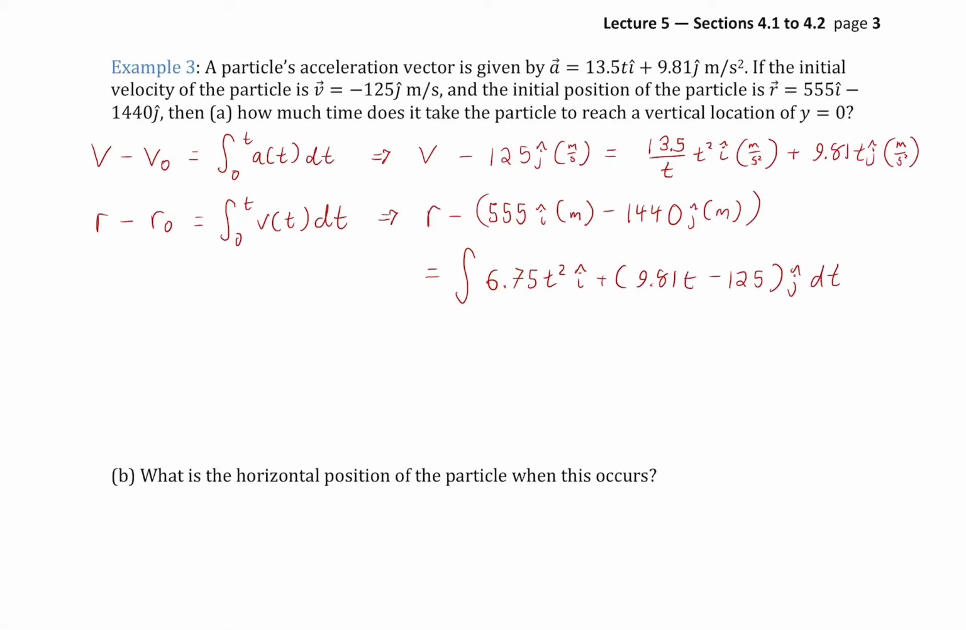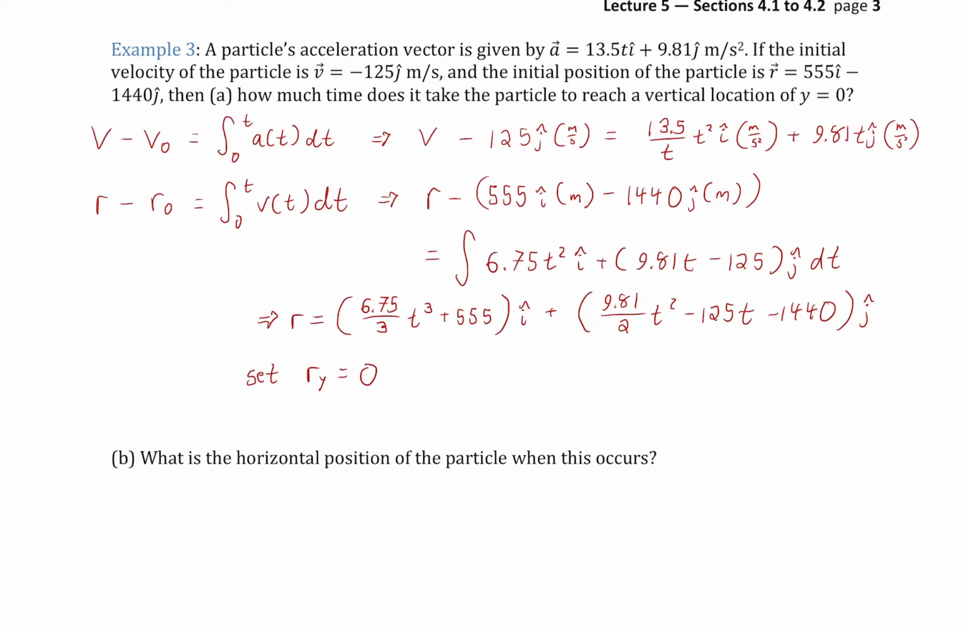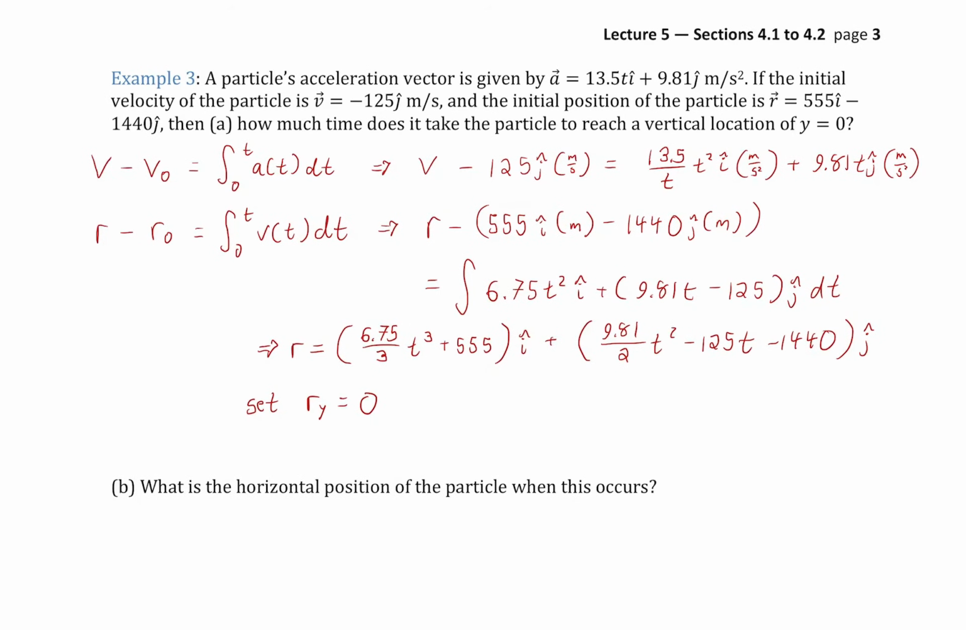At this point, I've moved my 125 over to the j hat because it's on the j hat, just like the 9.81t. So here's our full function that we're going to integrate. I haven't moved over the constants yet, but I will. Then we finally do that, and that's going to allow us to solve for, in the first one, how much time.